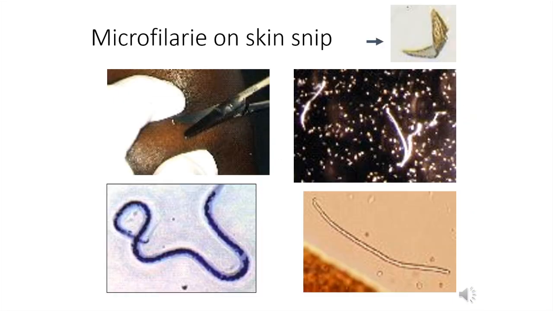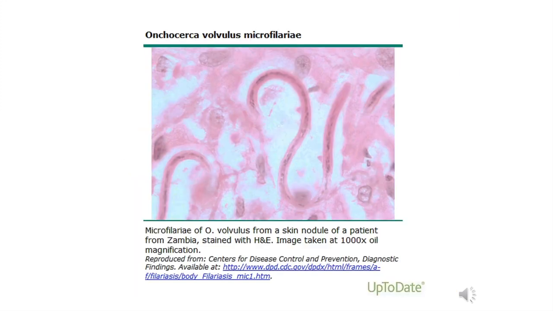Okay, this is the way you take a skin snip. Expert people know how to do it. On the right hand side, the upper and lower pictures show you unstained mounts where you can see larvae, and again you can see the larva in the lower panel. On the left hand side, you have a stained larva, which upon staining you can identify and know what microfilaria it is. Is it Brugia or Wuchereria, or is it Onchocerca? Okay. Onchocerca volvulus microfilaria. And this is for Sauda.